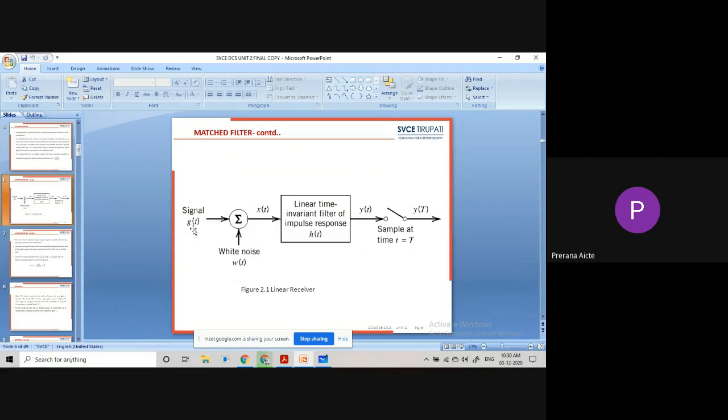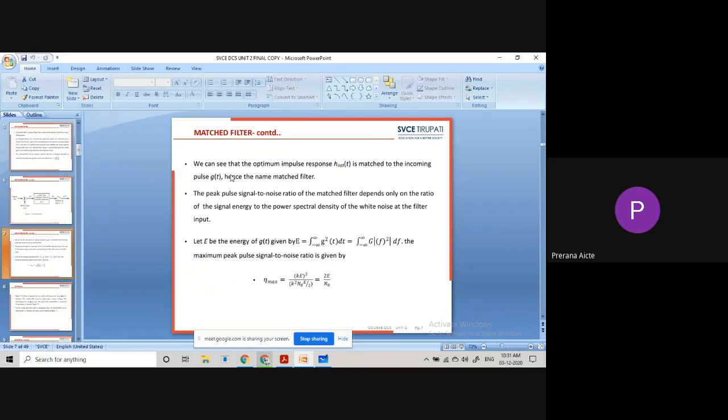See, the transmitted signal g of t, which is affected by noise, is applied as input to the matched filter. Then we perform sampling, and we get the output as y of t. The optimum impulse response is given as h suffix opt of t. So that is the name, matched filter.